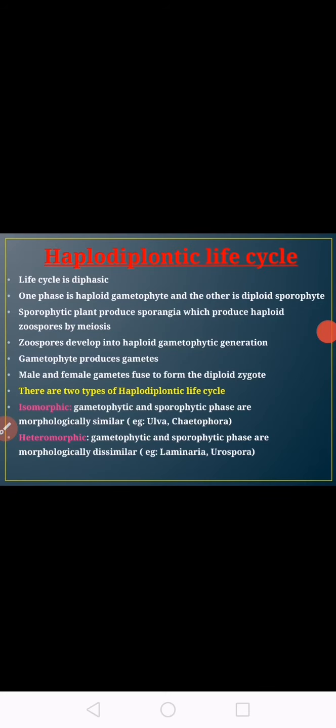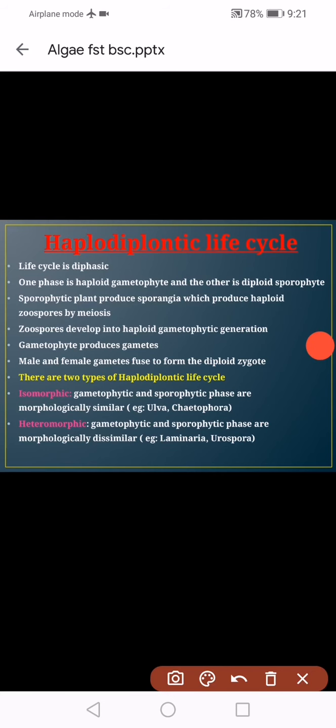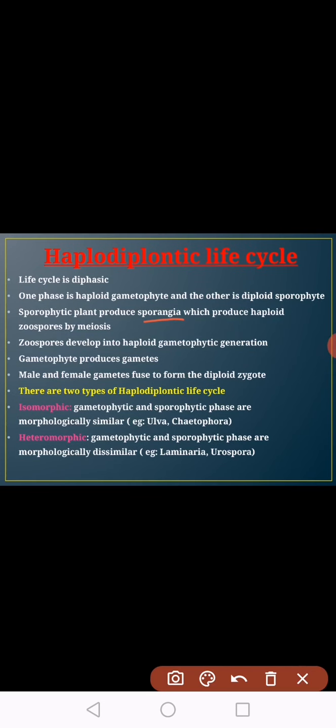Now let's move on to the third type of life cycle, that is haplodiplontic. Like the haplontic and diplontic life cycles, this haplodiplontic life cycle is also diphasic, meaning it contains two phases, gametophytic phase as well as sporophytic phase. Now what happens during this type of life cycle? The sporophytic plant produces sporangia, and from the sporangia, on meiosis, haploid zoospores are produced.